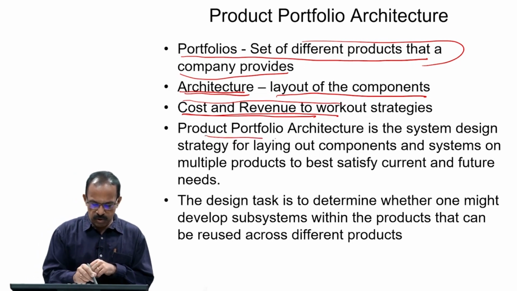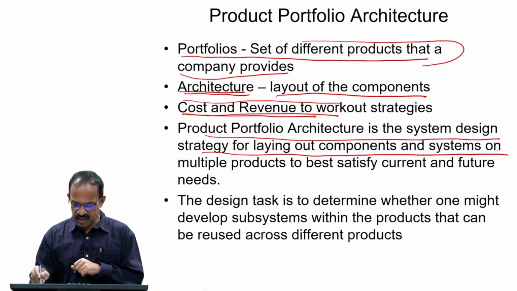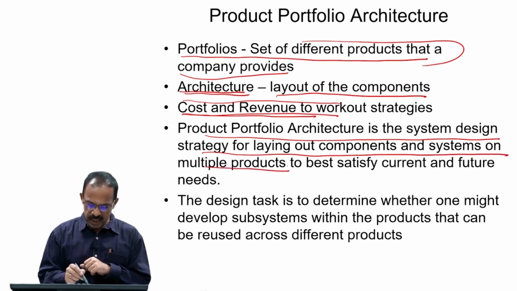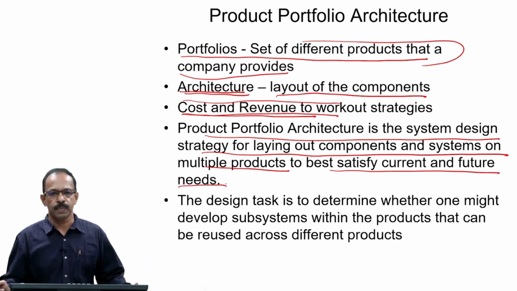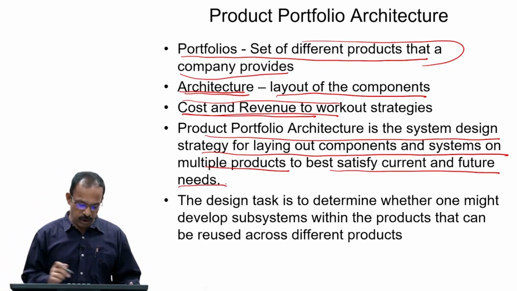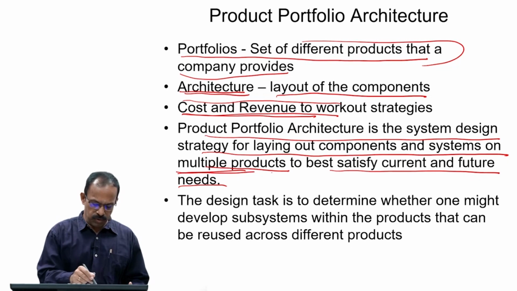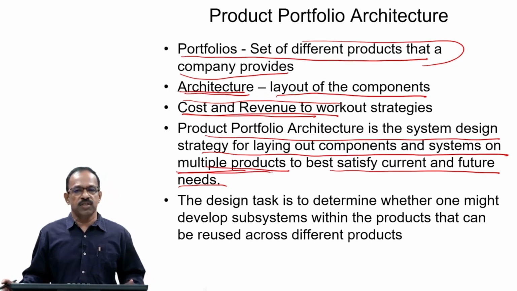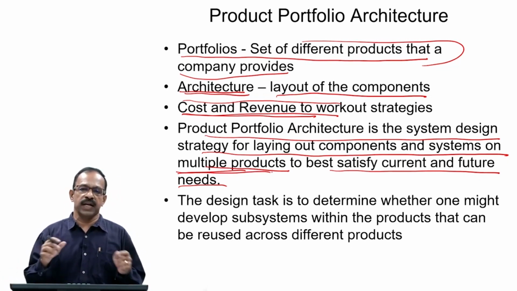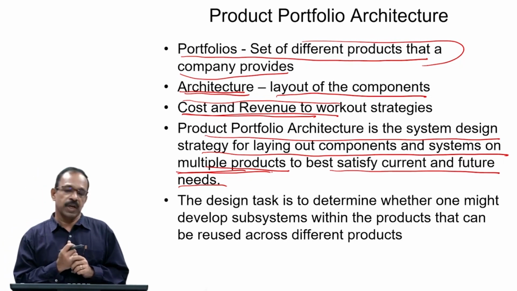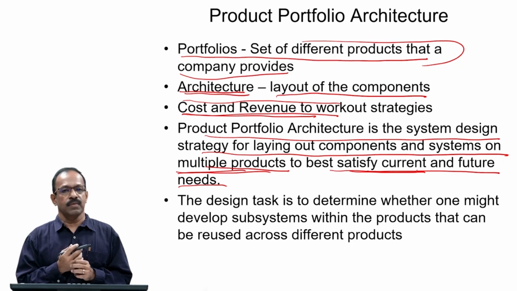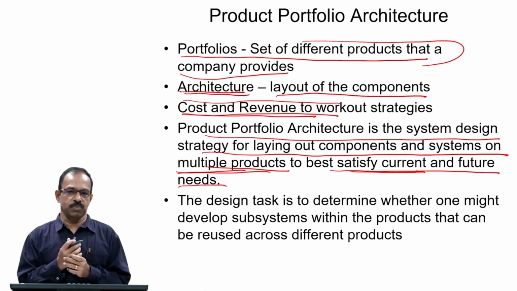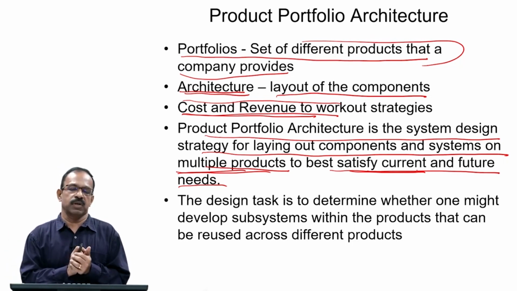And product portfolio architecture is the system design strategy for laying out components and systems on multiple products to best satisfy current and future needs. So, we have multiple products in the portfolio architecture. In these multiple products, how best we can arrange the components, keeping in mind the current requirements of the customer, because currently there will be some requirement for the customer, but after 1 year the customer requirement may change.